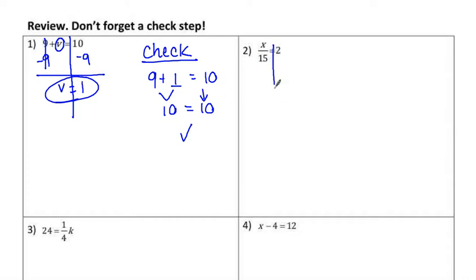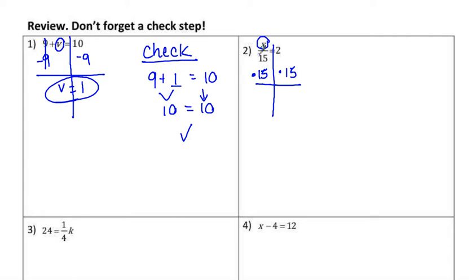If I look at number 2, draw your line down your equal sign, circle your variable. In this case, it is the x. X divided by 15. Think of what is the inverse of division. I'm going to multiply in this case by 15 on both sides. What you do to one side, you need to do to the other. Draw a line to do some math.